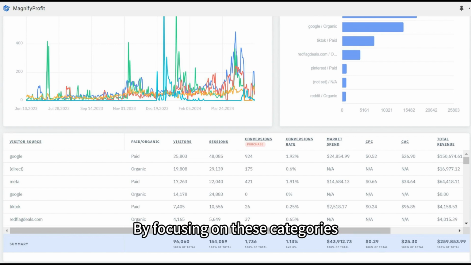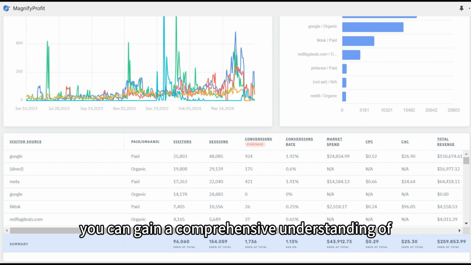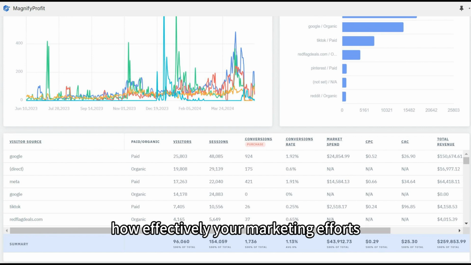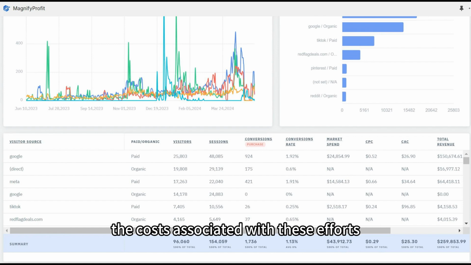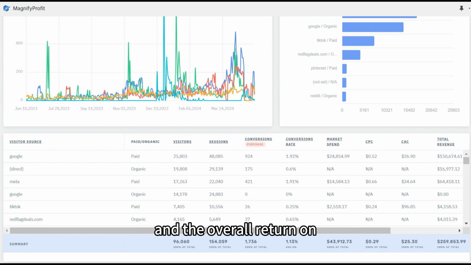By focusing on these categories, you can gain a comprehensive understanding of how effectively your marketing efforts are converting visitors into customers, the costs associated with these efforts, and the overall return on your marketing investments.